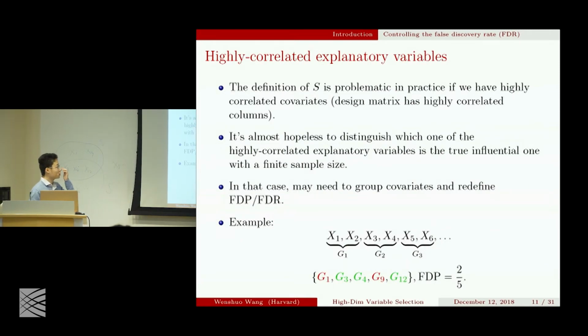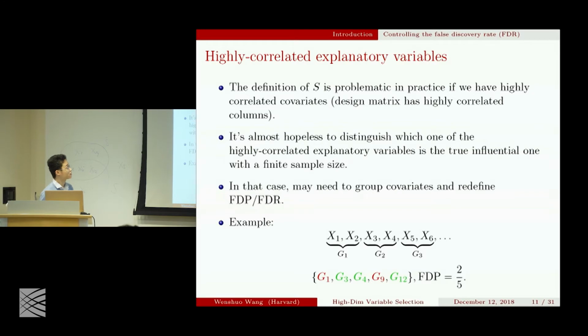Before we go deeper, let's take a minute and discuss what we do if we have highly correlated covariates. Imagine there are two variables, say x1 and x2, that are so highly correlated that the definition of S, the truly influential variables, can be problematic in practice. Think of a linear regression whose design matrix has two very highly correlated columns. It is almost impossible to distinguish which of x1, x2 is really important because you only have a finite sample size. In that case, we might need to group covariates and redefine the FDR.